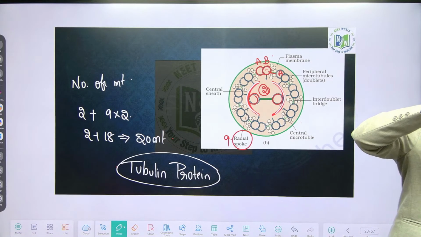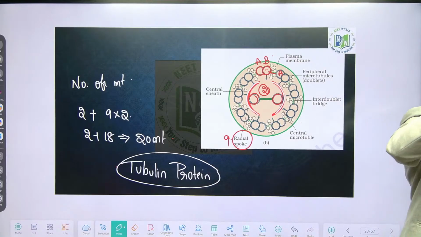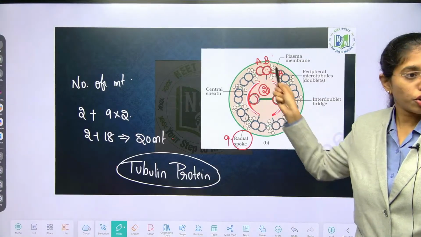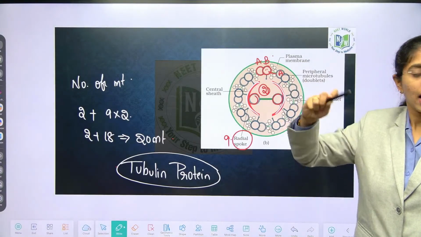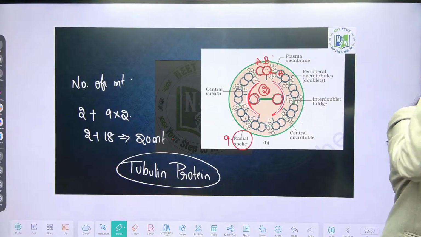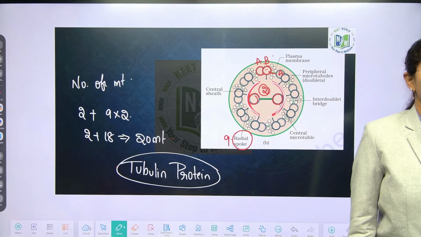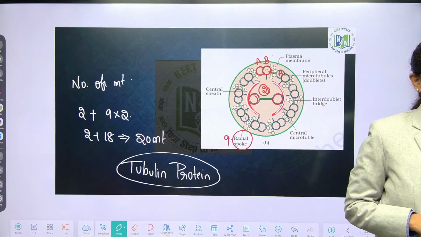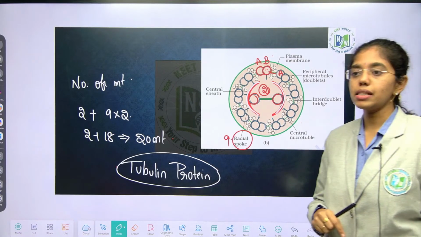Okay, how will the flagella move? Not like this. It will be rotating, flapping out, and these microtubules will be rotating like this. That is how the flagella movement takes place. Fine, right? Same is the case with centrioles when they are moving to the poles. Understood about cilia, flagella, centriole?